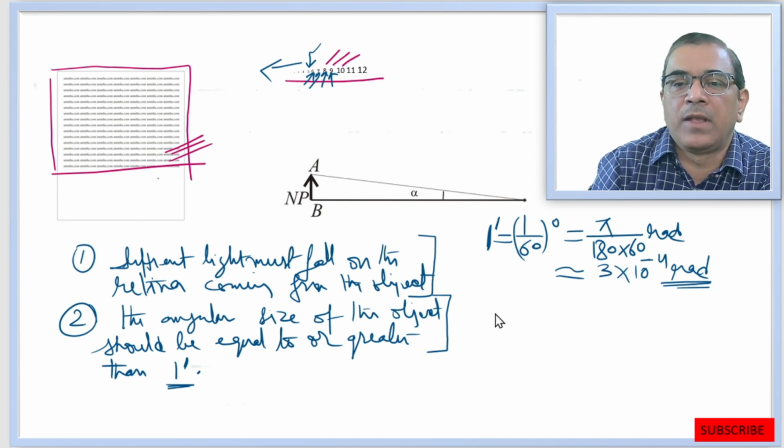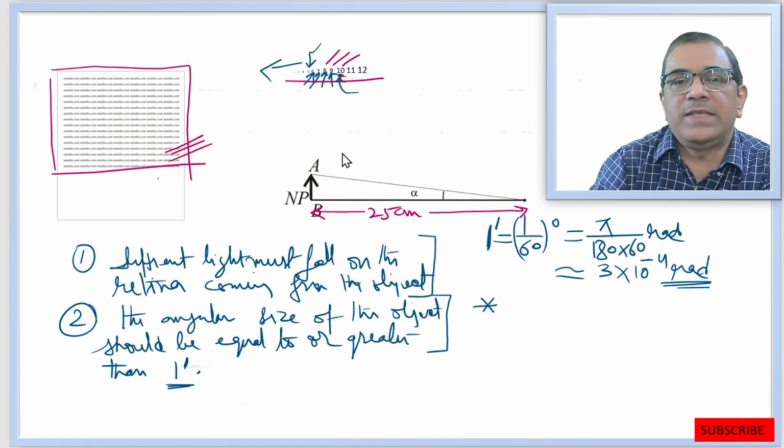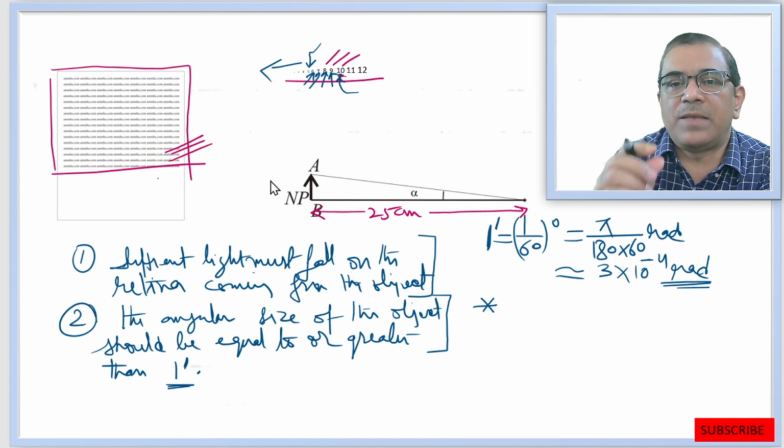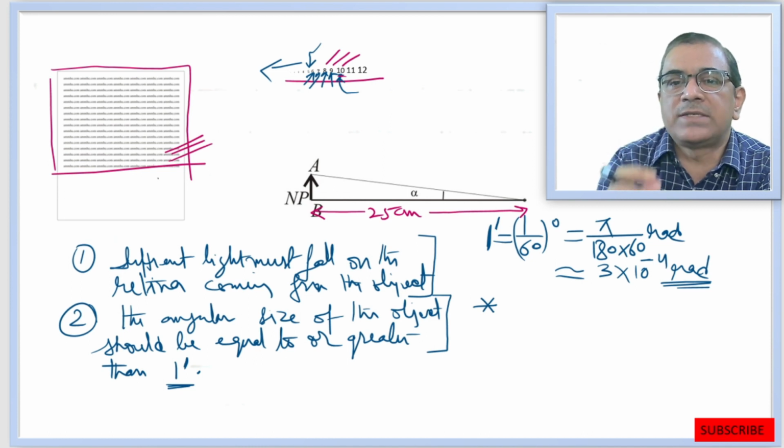Now let's see this fact, and this is a really important fact. If you're reading a book keeping at 25 centimeter, already told that every single letter or digit within this textbook is of font size 10, means the size of every single letter is about 2 millimeter. Let's see that 2 millimeter letter or digit, how much angular size it makes at the eye.